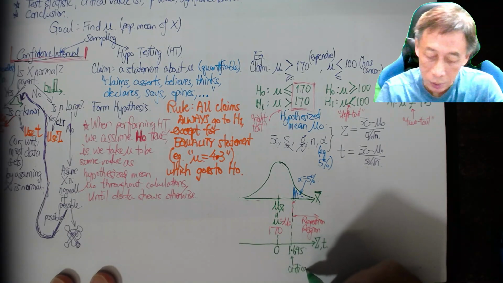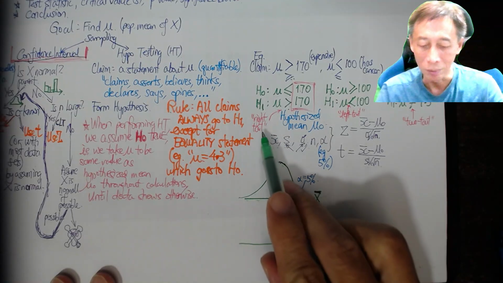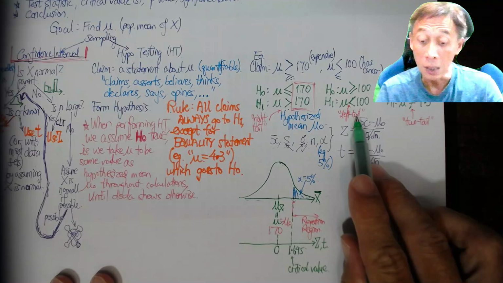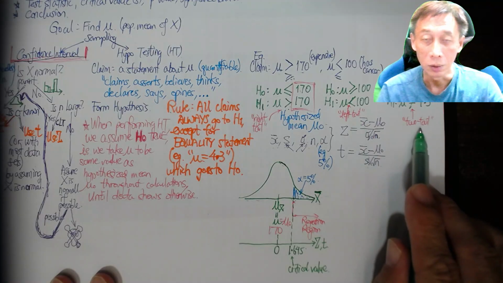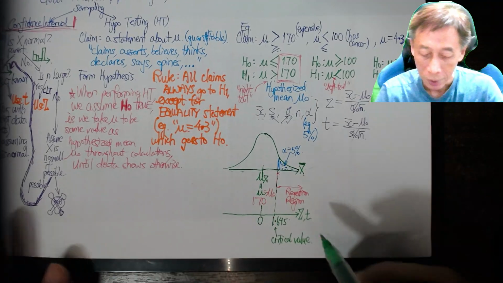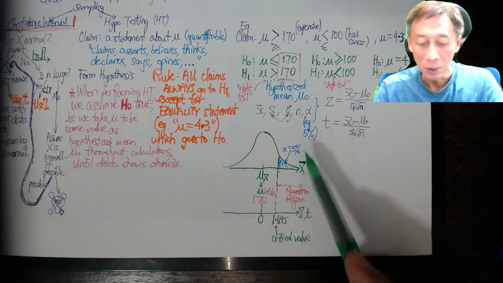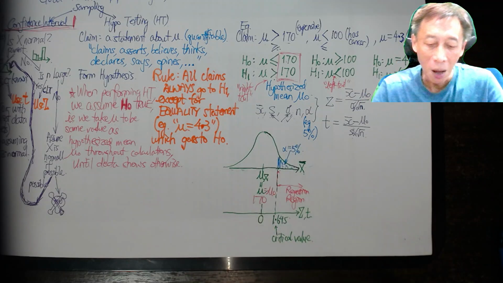In this case, we have only one critical value because it's one tail. A right tail is one tail, and a left tail is also one tail. Two tail, there'll be two critical values, as we'll draw in a while. Okay? So at this point, you notice that here I have drawn everything before the battle.